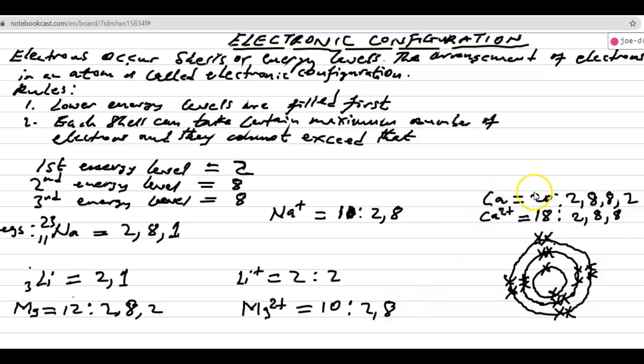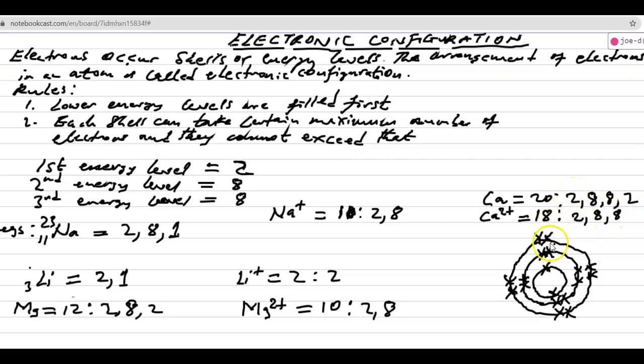Now let's look at calcium. Calcium has atomic number 20 and therefore it's got 20 electrons. Those 20 electrons can be arranged in a 2, 8, 8, 2 format. If we look at the ion of calcium, calcium would have lost 2 electrons in its outer shell because calcium is in group 2, and therefore will be left with 18, and the 18 will be arranged in a 2, 8, 8 format.